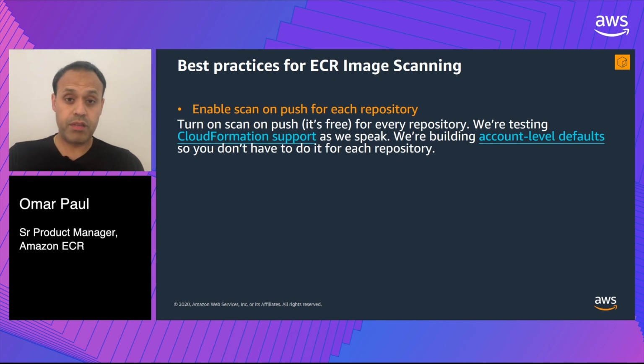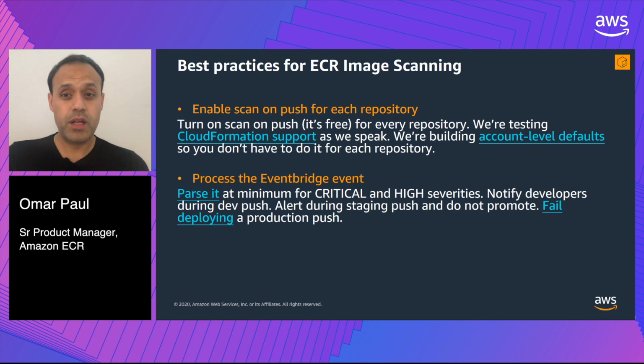I've linked to the GitHub public issues that are tracking this work, so you can see how we progress along that. Second best practice: don't just scan on push, parse the event. ECR issues an EventBridge event for every image scanned. You should parse it at minimum for critical and high severities, and you should take action for your staging and your production images. There are two links in this callout. One, how to set up a filter for this event and trigger Lambda, and the second to a GitHub project with sample code that comes from a scanning webinar we did last month.